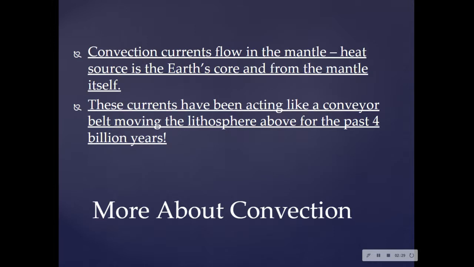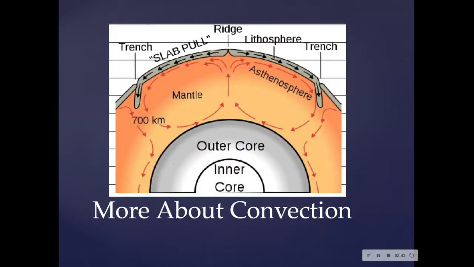So convection currents flow in the mantle, with the heat source being the Earth's core. These currents have been acting as a conveyor belt moving the lithosphere, which includes the crust, for about 4 billion years. So we have the outer core, which is heating the mantle. And gradually, you'll see these convection currents that cause the crust and upper mantle to move, because you have your hotter mantle in the lower part and then your cooler mantle as it comes back down to the core.